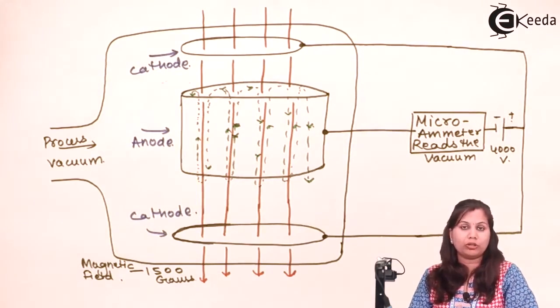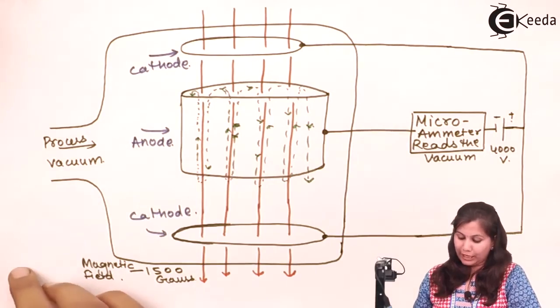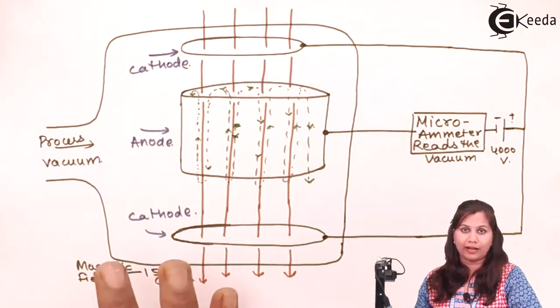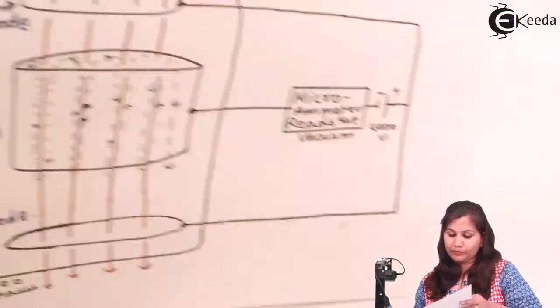This current is proportional to the pressure of the gas. If pressure is more, then more current will be there. If pressure is less, then less current will be there. So that is the working of the cold cathode type of ionization vacuum gauges. So you have seen that the method of generating the ions is different in both the hot type and the cold type of gauges.